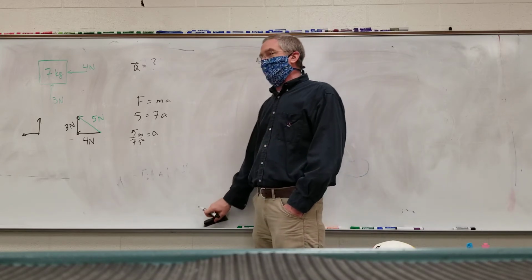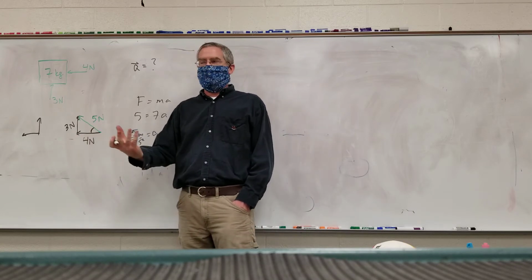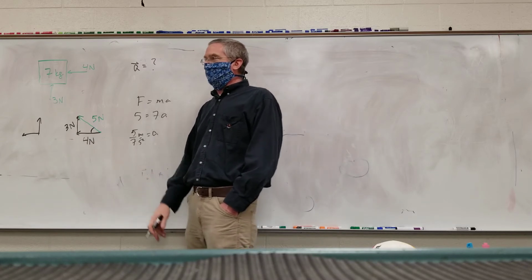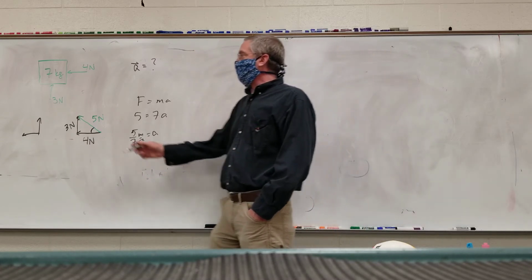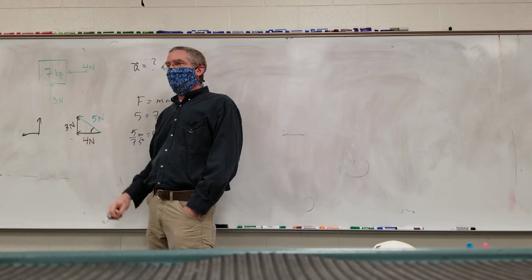Now, if you know trig, you could solve for this angle right here and find the direction that way. But trig's not required for the course, so we have to have a simpler way of doing it, which goes back to how do we express the sum of these without using the Pythagorean theorem?